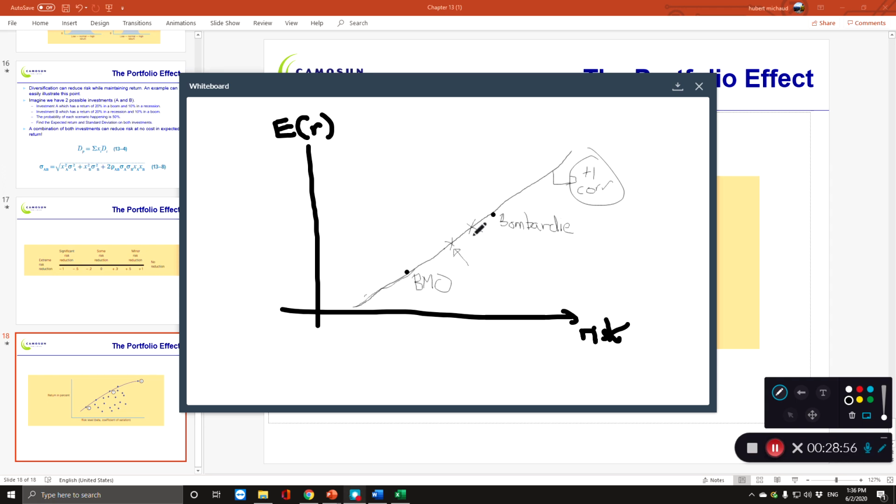Okay, well, the portfolio here that we were talking about would be roughly 80% in Bombardier, since I'm closer to Bombardier. I put roughly 75-80% of my wealth in Bombardier and 25% in BMO. This portfolio here would also be possible. How would I achieve that portfolio? Stop the video right now and try to tell me how I would achieve it.